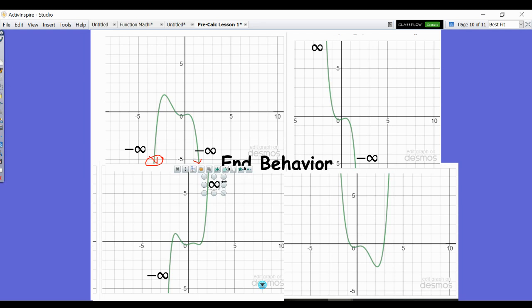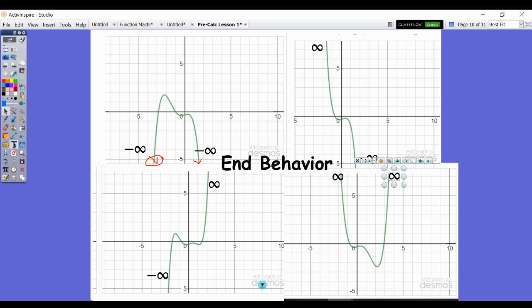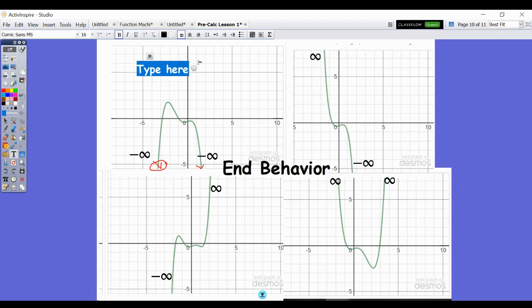And then in example 4, I can see that this is headed towards positive infinity on both sides. Since it is positive on both sides, it's opening up. That means it would have been some type of even polynomial, not necessarily when it comes to its symmetry. So those are things you can use to describe it.